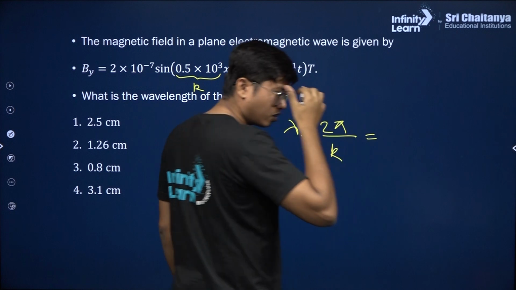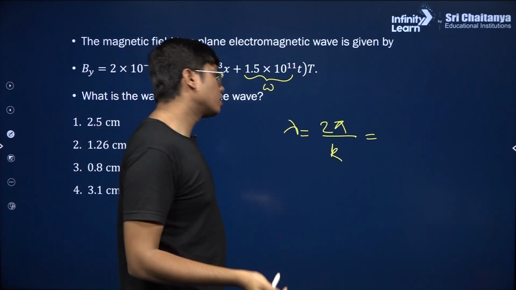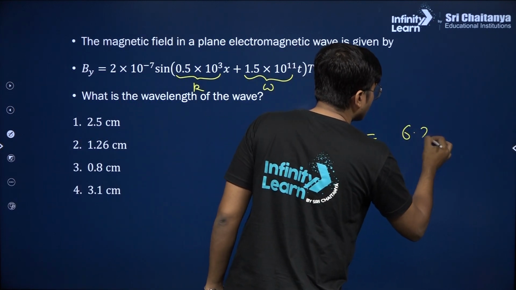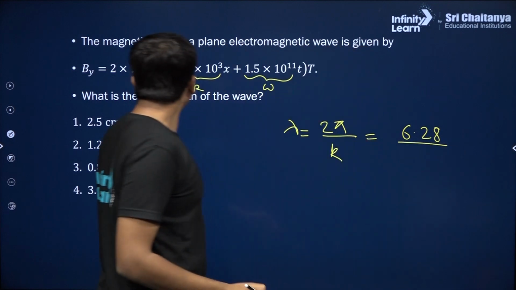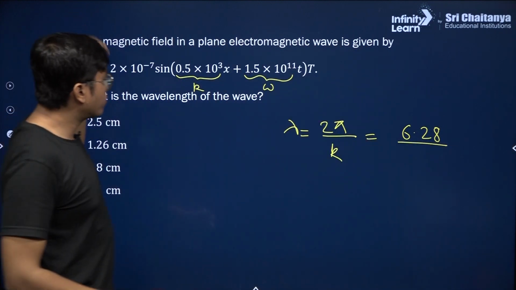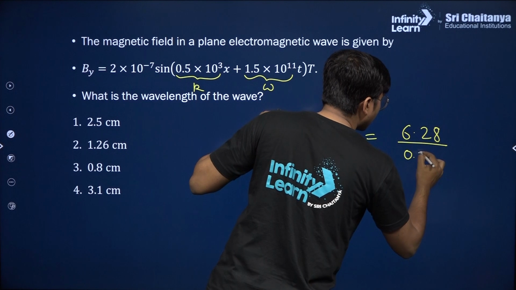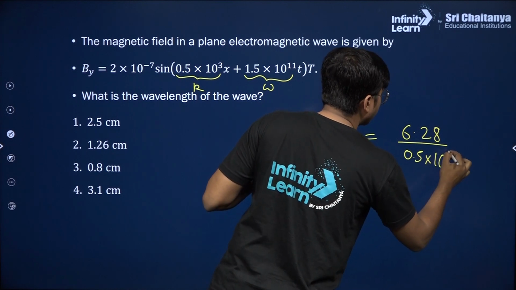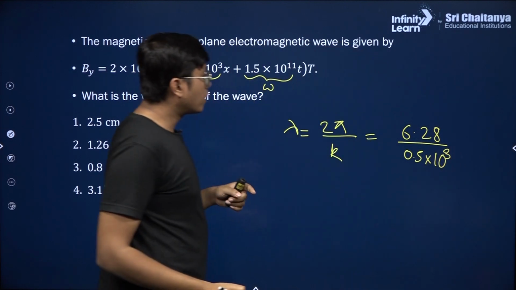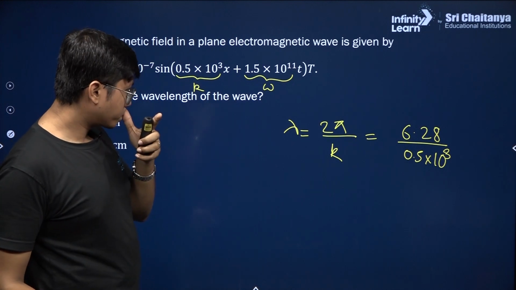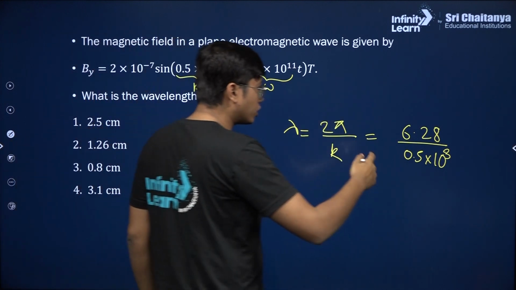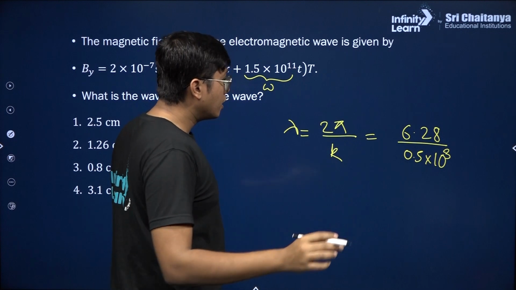2 pi is 2 into 3.14 would give you 6.28. 6.28 divided by the wave number k, 0.5 into 10 to the power 3, right? 10 to the power 3. So 10 to the power 3 would just go up, it would become 10 to the power minus 3.